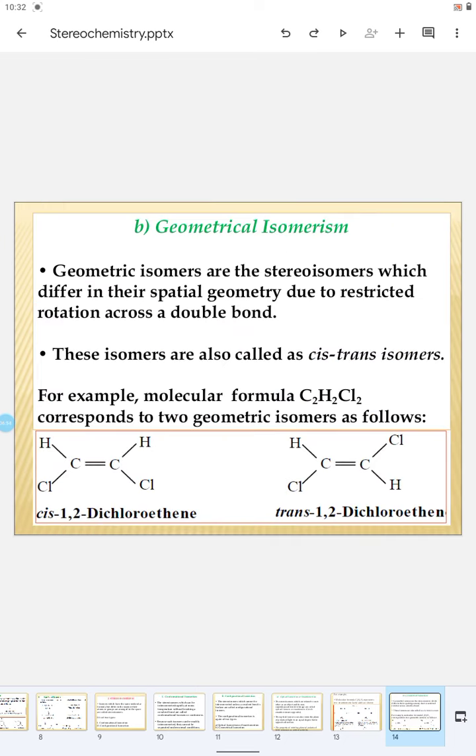Geometrical isomers are the stereoisomers which differ in their spatial geometry due to restricted rotation across a double bond. These are also called cis-trans isomers. For example, the molecular formula C2H2Cl2 corresponds to two geometric isomers, one is cis-1,2-dichloroethene and the other is trans-1,2-dichloroethene.